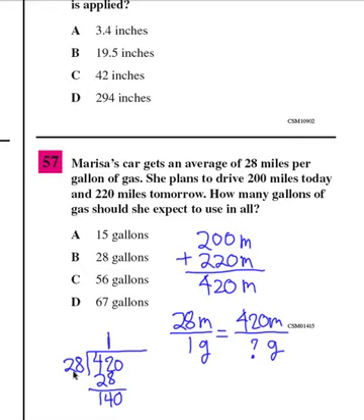28 is about 30. So 3 times 4 is 120. So let's try 5. 5 times 8, 40. 5 times 2 is 10 plus 4 is 14. The answer is 15. 15 times 28 is 420. That's the total distance we're going to drive.